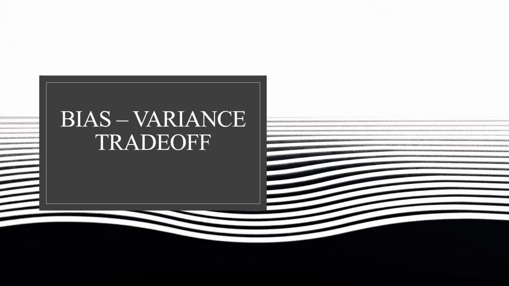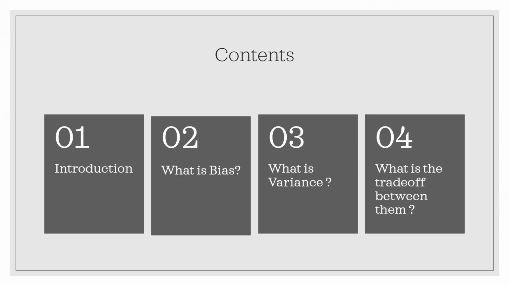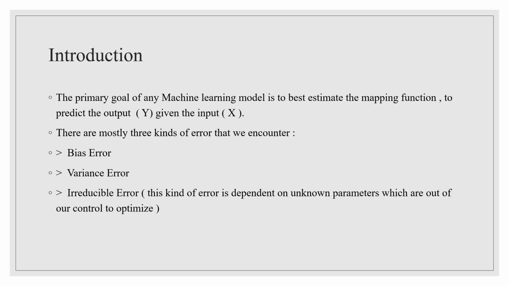Today we're going to talk about a very interesting topic called Bias Variance Tradeoff, which is a very prevalent topic in machine learning. Let's get right onto it. Alright, so those are the contents. First I'll give you a brief introduction, then we'll see what is bias and what is variance, and then at last what's the trade-off between them.